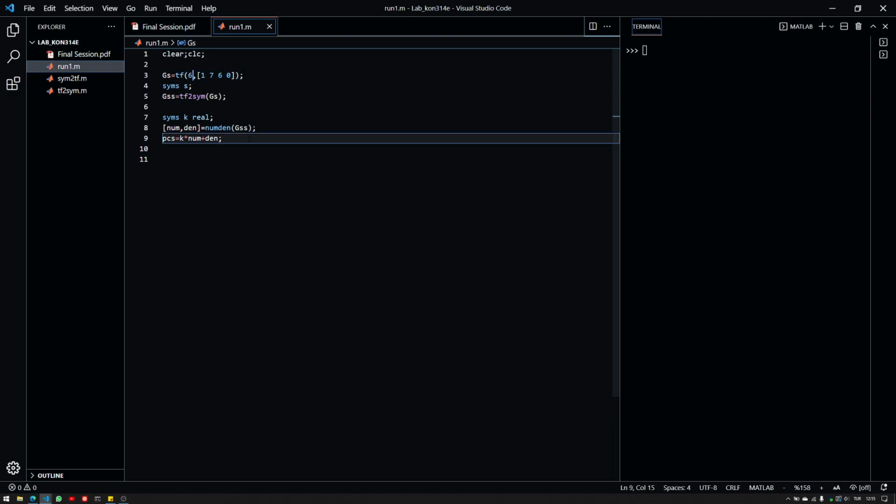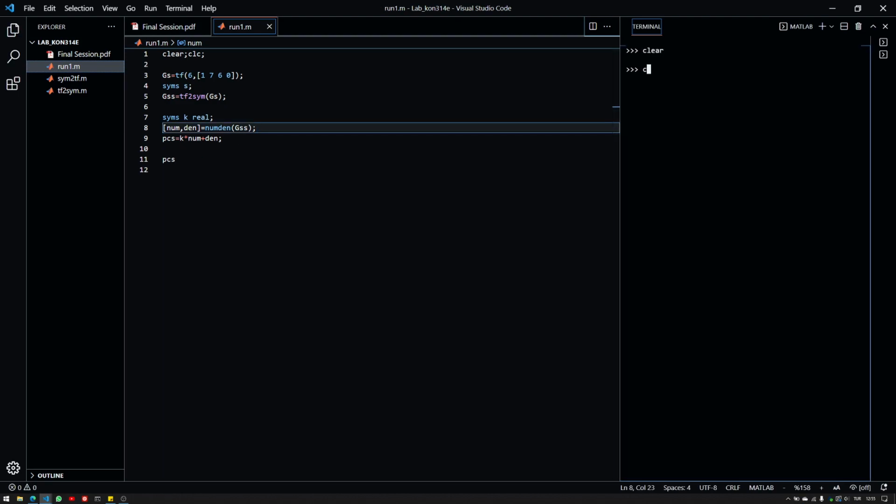If you're using pen and paper, you can directly conclude that 6k plus the denominator itself will be the closed loop transfer function characteristic polynomial. Once we've done this, we know the polynomial that we will find here, so let's also run it. There we go. It is s cubed plus 7s squared plus 6s plus 6k.